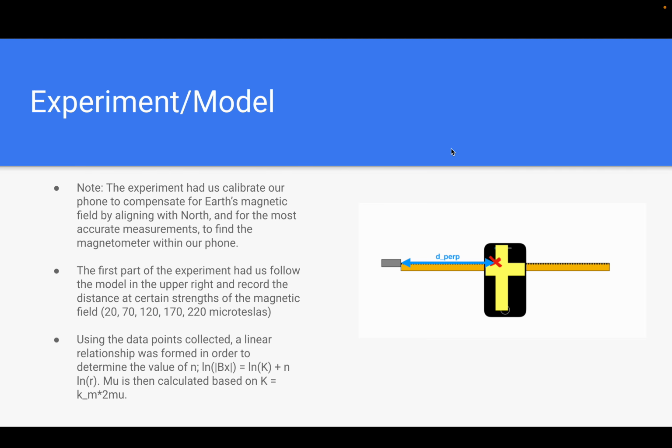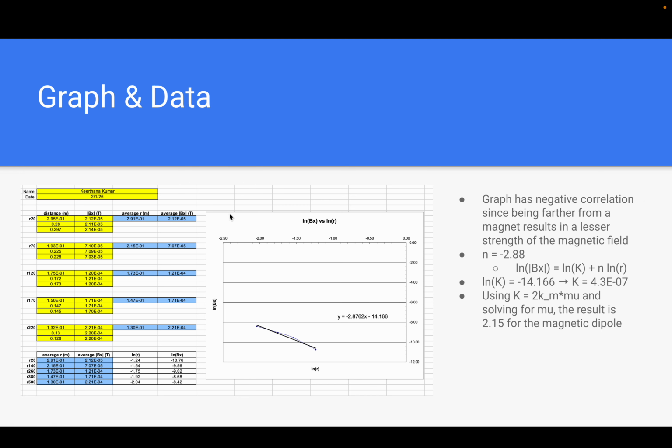The first part of the experiment had us follow the model in the upper right and record the distance at certain strengths of the magnetic field, so 20, 70, and 120, etc. microteslas. Then using the data points collected, a linear relationship was formed in order to determine the value of n in this equation, where n is the slope. And mu is then calculated based on this equation, where k is equal to the k magnetic constant times 2 n mu. So this is the data that was collected from my phone.